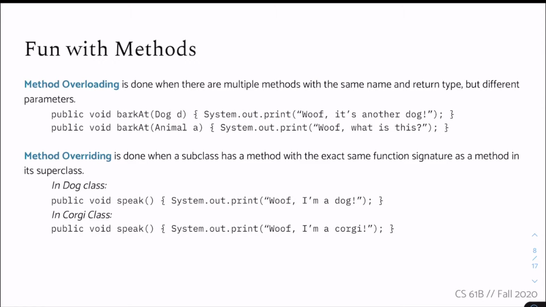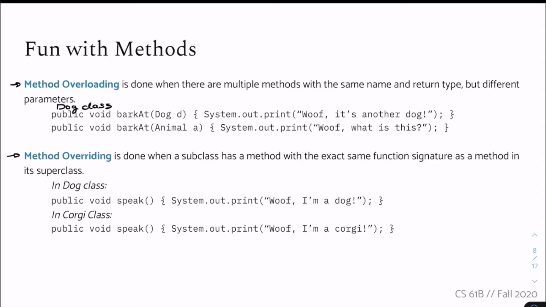Now, the most interesting thing about all this subclassing and interfaces are what happens to your functions when you do it. So the first thing we're going to talk about is method overloading. These two terms get confused a lot, and it's important to know what they mean because they're both used often in this class. Method overloading is done when there are multiple methods with the same name and return type, but different parameters. So let's say this is a dog class, perhaps it has a different reaction to barking at a dog versus another animal, right?